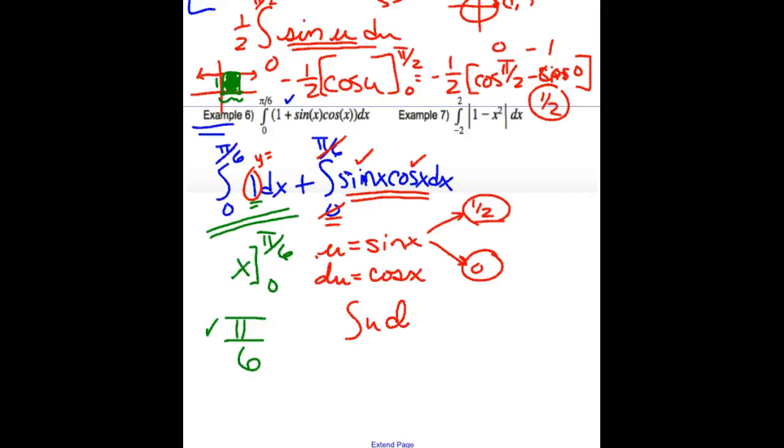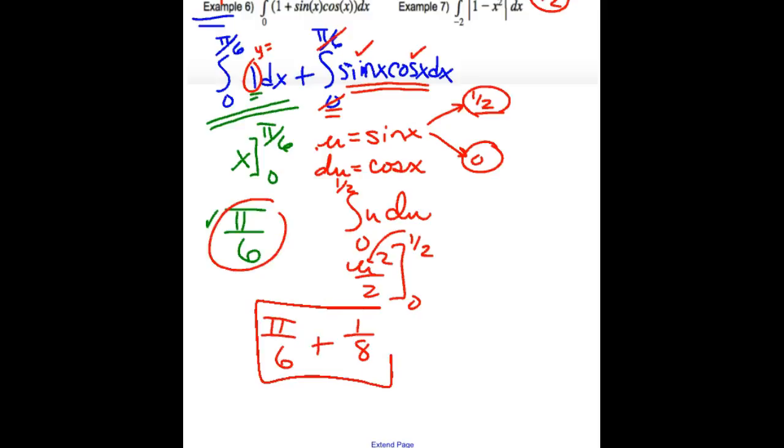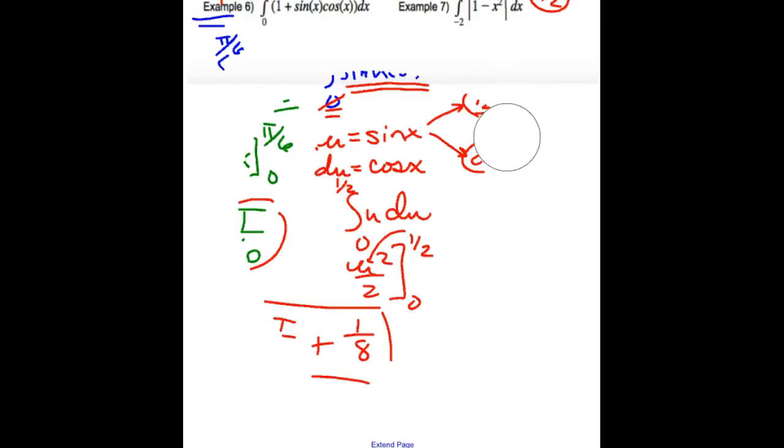It's just u du from 0 to 1/2, which is going to give me u squared over 2 from 0 to 1/2. 1/2 goes in first. 1/2 squared is a fourth. Cut it in half and you get 1/8 minus 0. So my final answer is the pi over 6 from the first part of the integrand plus the 1 over 8 from the second part of the integrand. And that would be the last one.